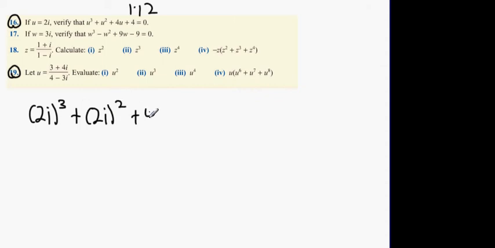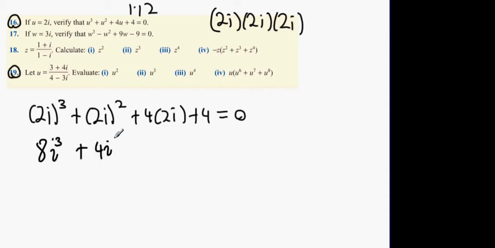Now, what happens here is 16 and 19 on exercise 1.12 on complex numbers. The first one says if u equals 2i, verify that u cubed plus u squared plus 4u plus 4 equals 0. So we're going to get (2i) cubed plus (2i) squared plus 4 times 2i plus 4 equals 0.